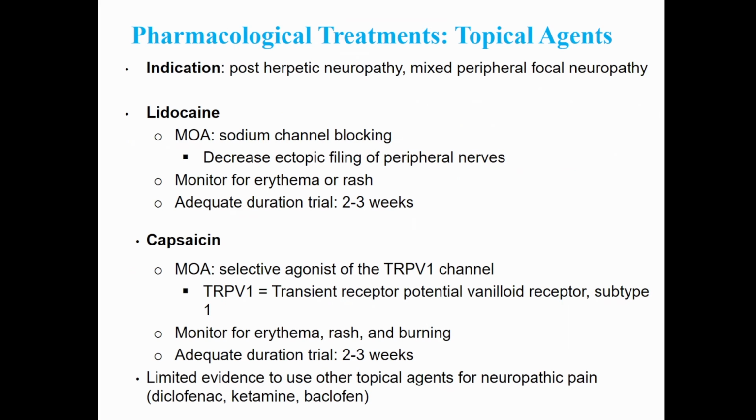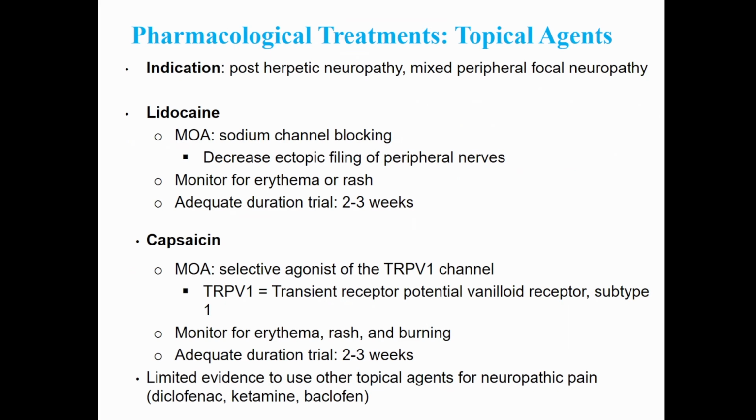The mechanism of action is a selective agonist of the TRPV1 channel. You want to monitor for any redness, rash, or burning. You want to specifically counsel patients to be careful not to have capsaicin near their face or eyes and to wash their hands thoroughly after using it.